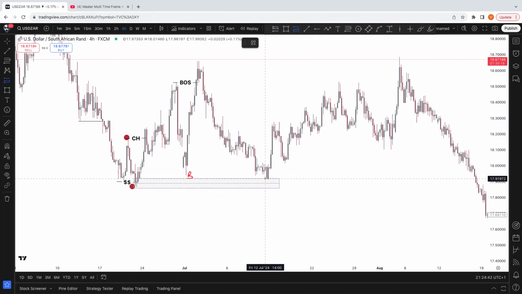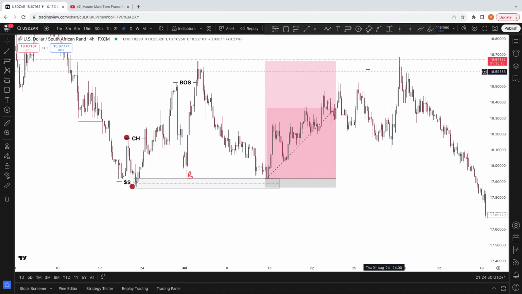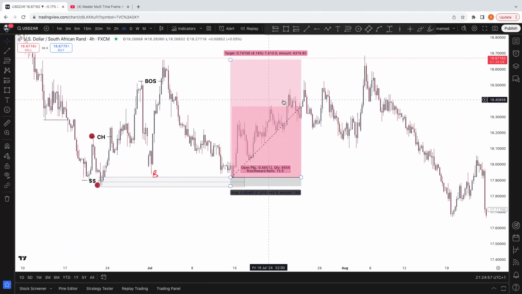So we're going to place our buy tool here, and we are going to ride to this high here as our take profit, right? You can see that price gave us our take profit and immediately changed direction, right? So you can see how efficient this strategy is.